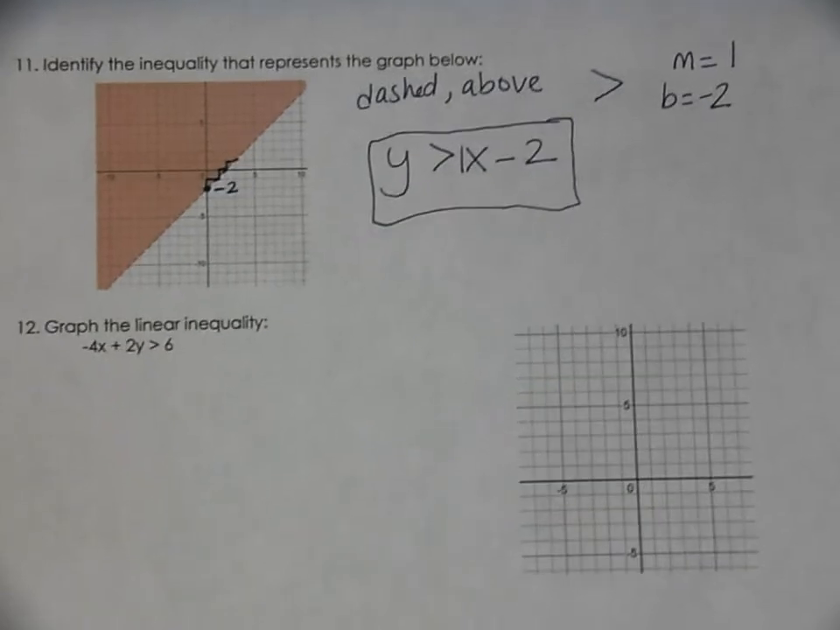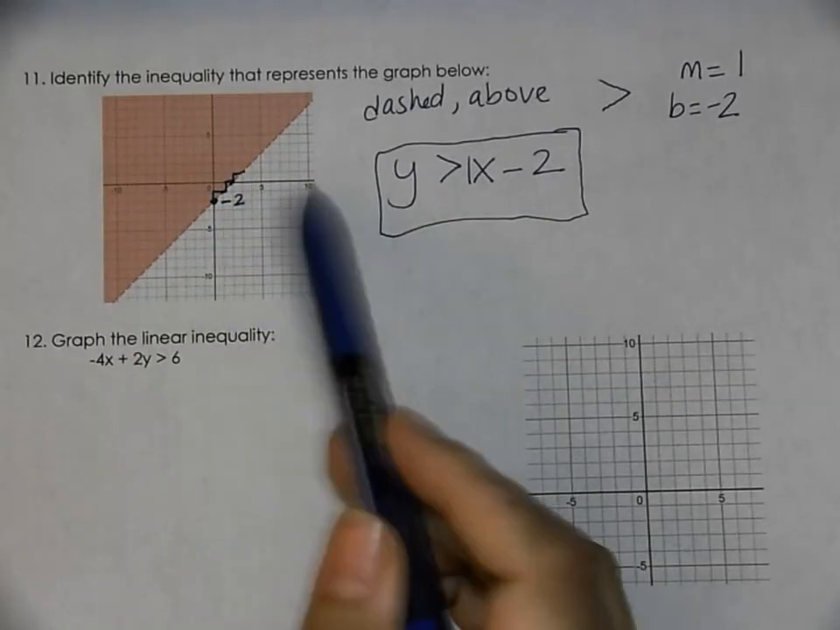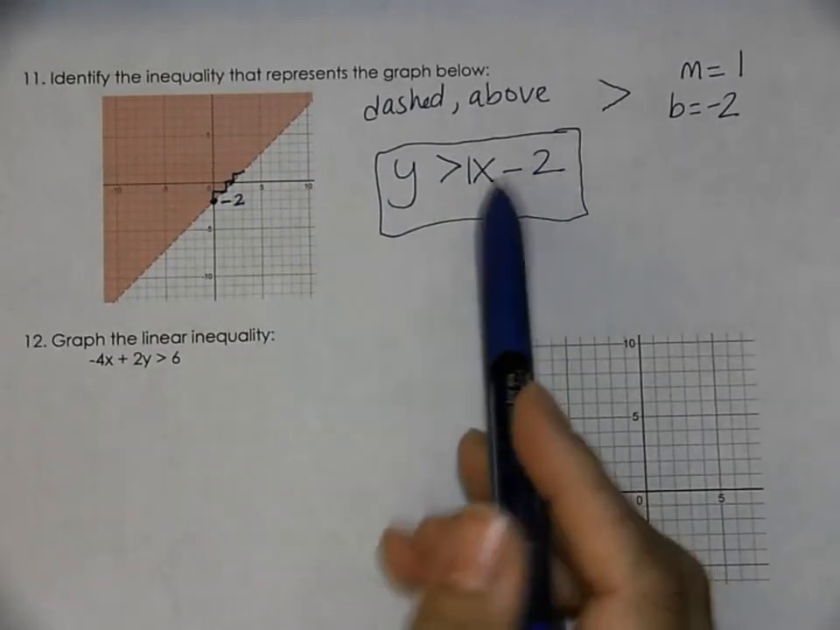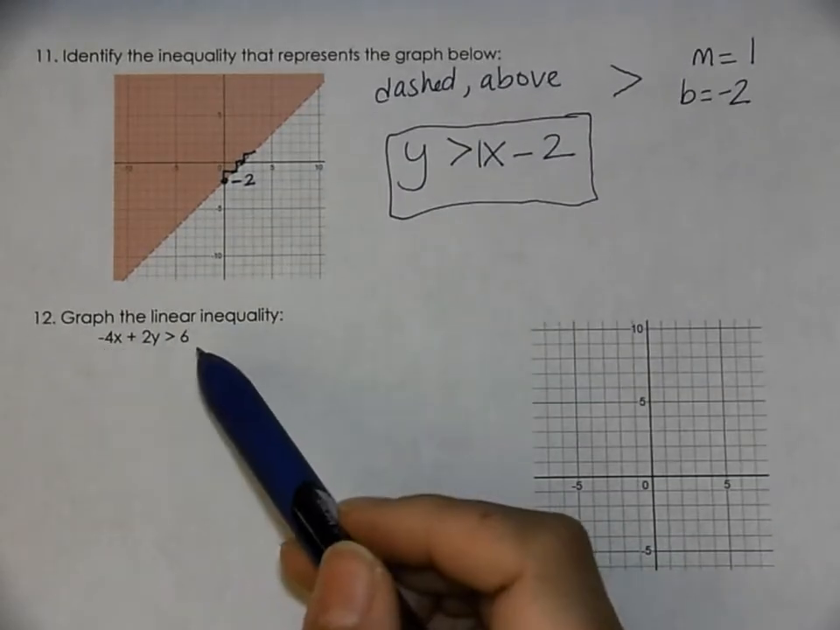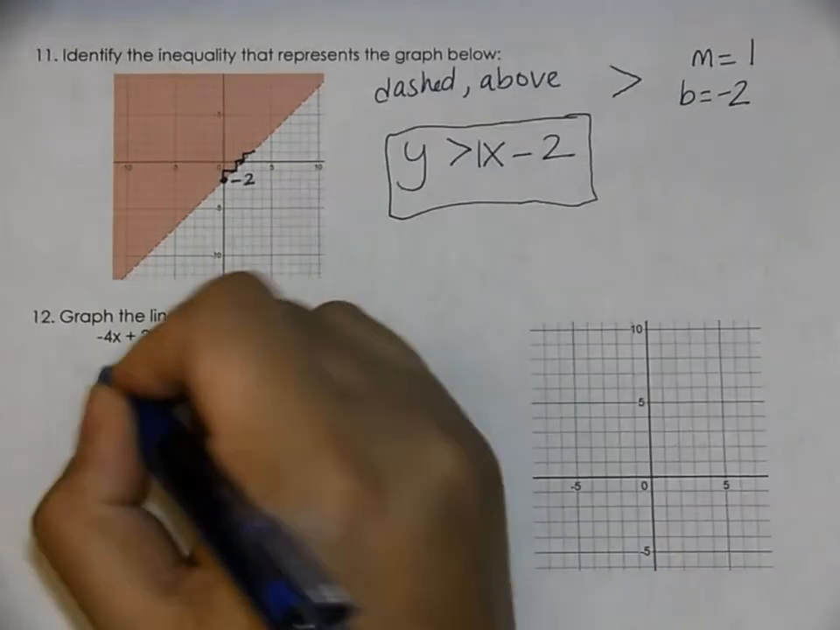It's graphing a linear inequality. Instead of this one, we went kind of backwards and we saw the graph. We wrote the inequality. Now to graph the linear inequality, it's not in y equals mx plus b form. So that's our first step. Get it to that form.